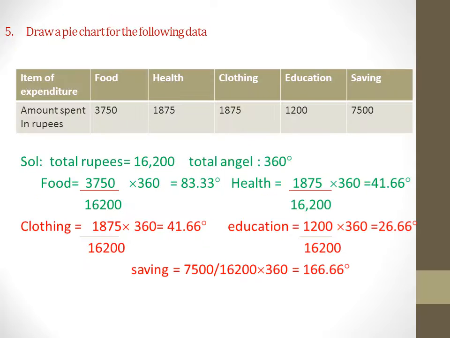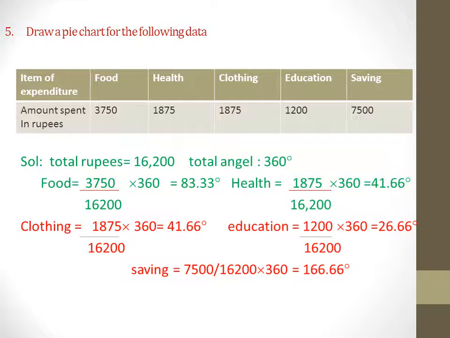Next, draw a pie chart for the following data. Items of expenditure and amount spent in rupees are given. We are using this data to draw a pie chart. Food expenditure 3750, health 1875, clothing also 1875, education 1200, saving 7500.